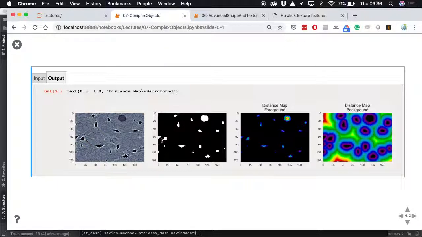So what we started off with before was this idea of the distance map of the foreground and the background, and we used fairly basic images for doing that. And so we have this image here where we have the segmented holes in the bone, and we can do a distance map of the foreground to see something about the size of the objects in the image. And we can do a distance map of the background to see something about the spacing between the objects in the image.